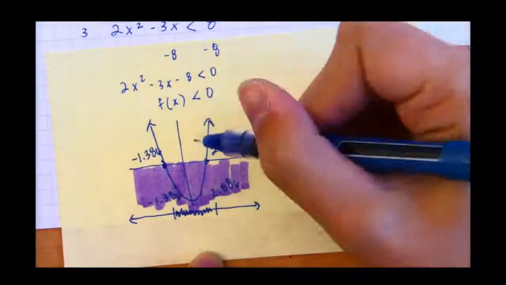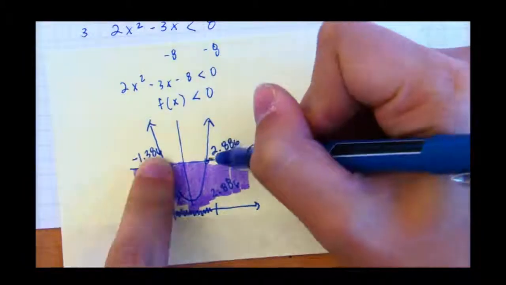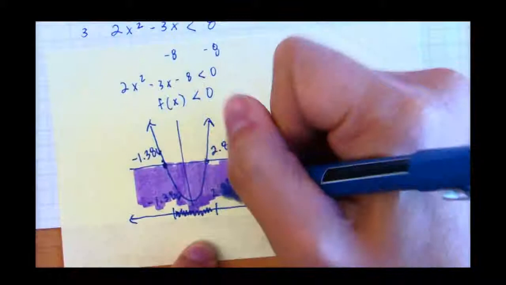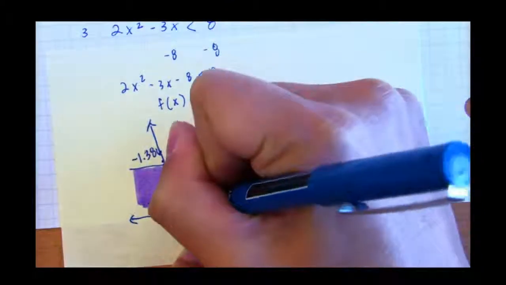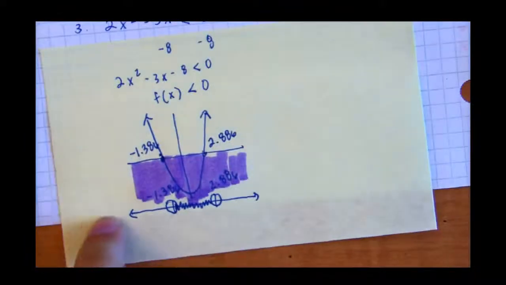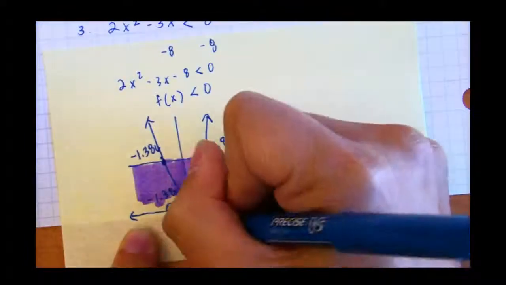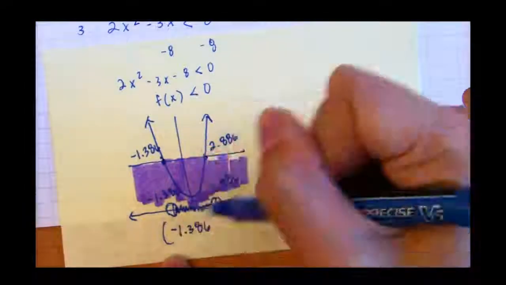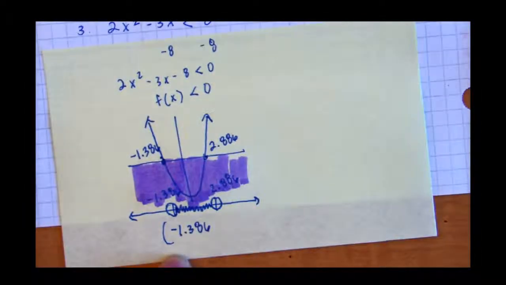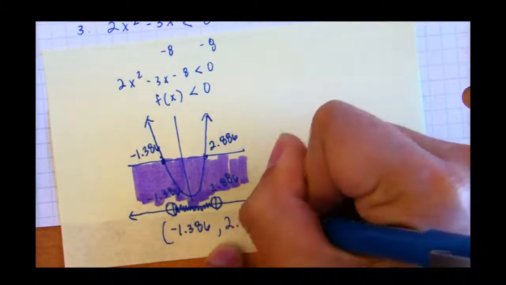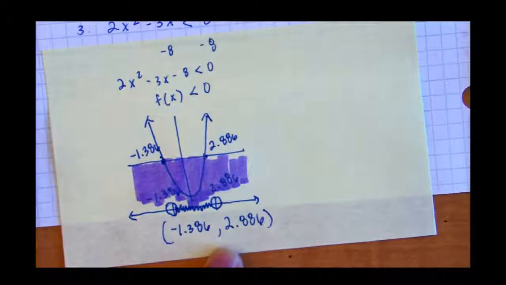Lastly, I want to ask myself, can my y values equal 0? So can they be zeros? And in this case, it's no. So these two values get open circles. So my inequality notation, I don't have any solutions until I get to negative 1.386. This value gets parentheses because it cannot equal 0. And then I'm going to 2.886, which also gets parentheses.